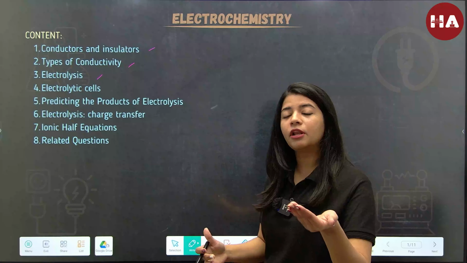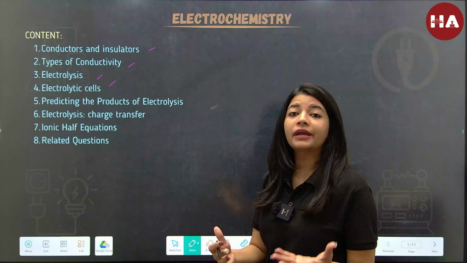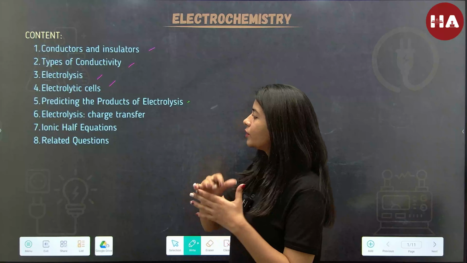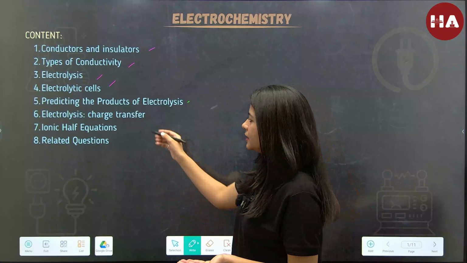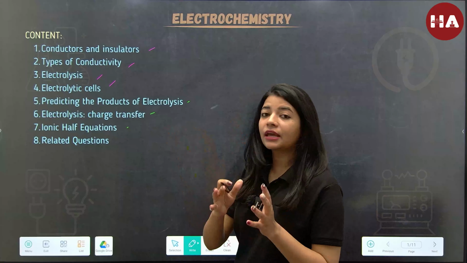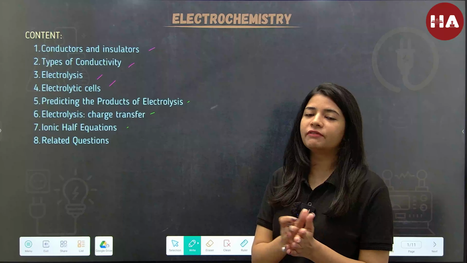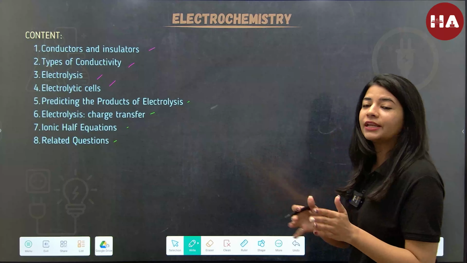We'll try to label all the parts of electrolytic cells, then we'll understand how we predict the products at different electrodes. Then we'll talk about electrolysis and how the charge and electrons flow through it. Then we will discuss ionic half equations, and by the end of this video, for our practice, we will do some related questions. So let's quickly dive into it.